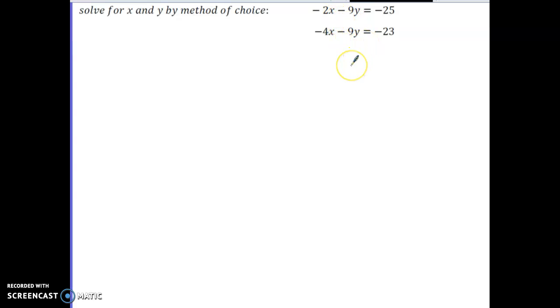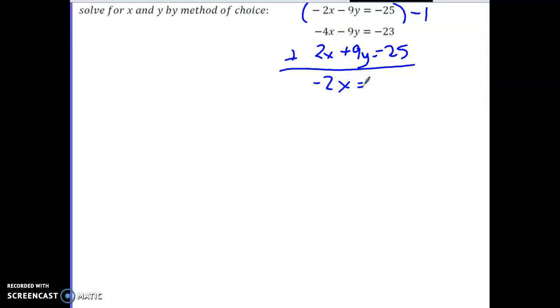The only thing I need to do is multiply this top one by a negative 1. That will change all the signs. And now the positive 9y and the negative 9y are opposites. So when I add straight down, those are going to eliminate one another. Negative 23 and positive 25 make positive 2. Divide both sides by negative 2. X equals negative 1.